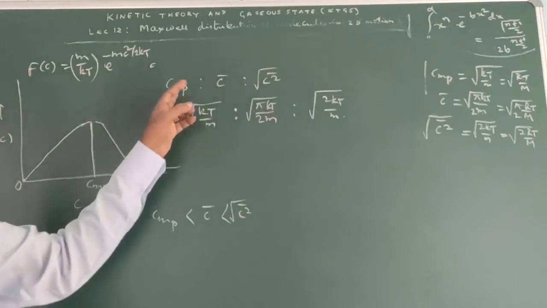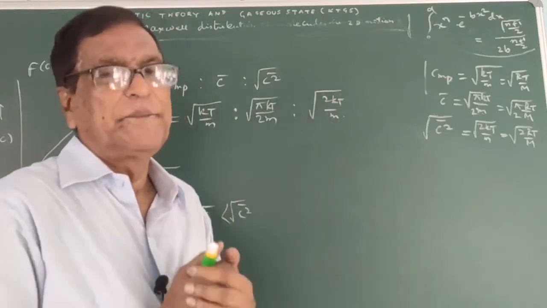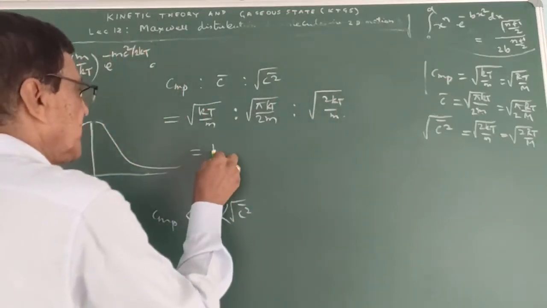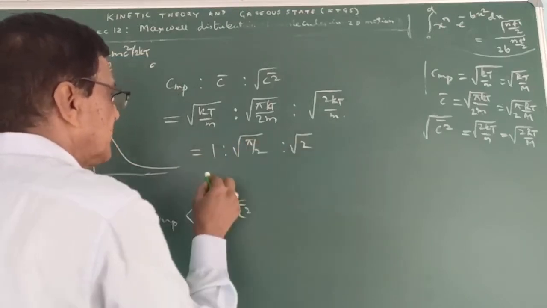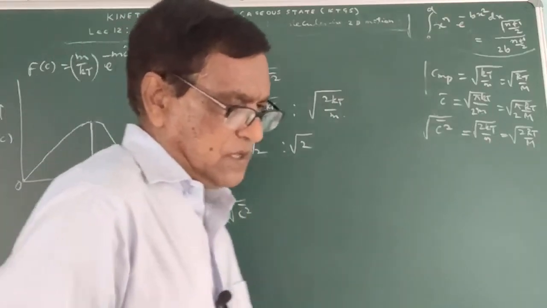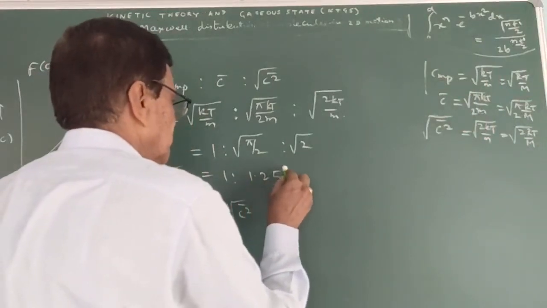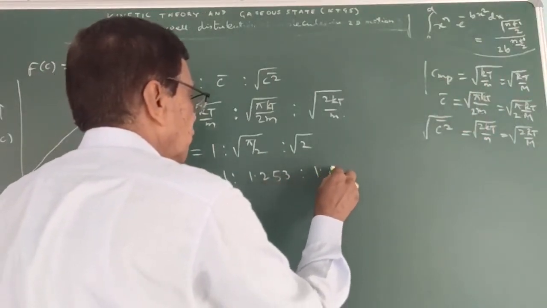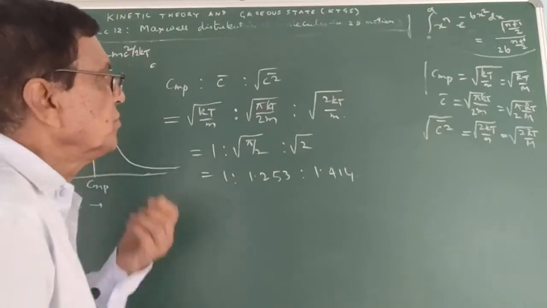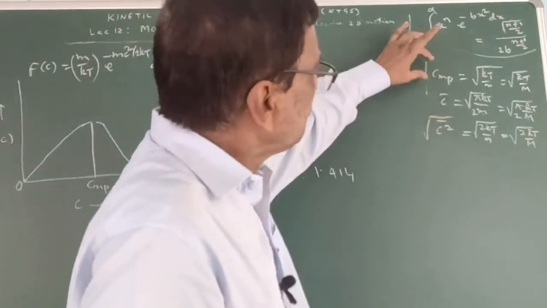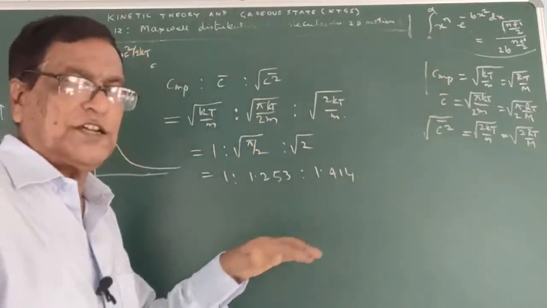This is the highest value, this is the lowest value. The kT by m is common in all three. So this ratio you can write as 1 is to root pi by 2 is to root 2, that is 1 is to 1.253 is to 1.414. From this ratio, if you know the value of any one of these three for a gas at a given temperature, then the other two you can calculate by the use of this ratio.